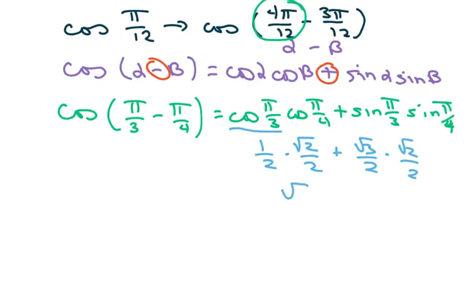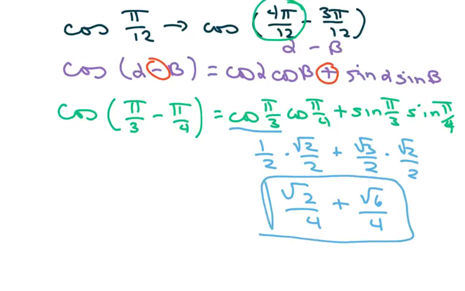So you get square root of 2 over 4 plus square root of 6 over 4. And that would be your answer. That's your exact value. Or you can write it better. Just pull out the 1/4 and write it this way. It's a little better. Okay, we have one more. Let's do one with sine.